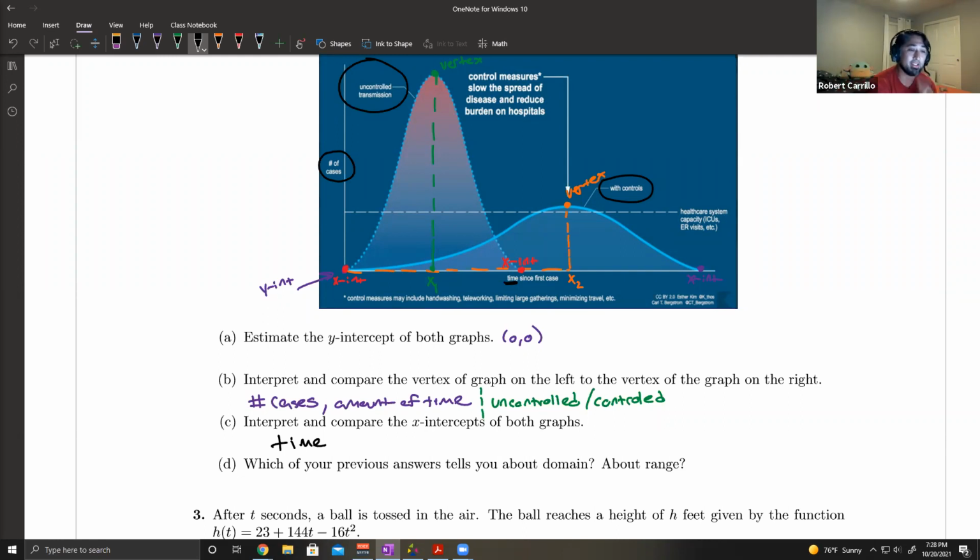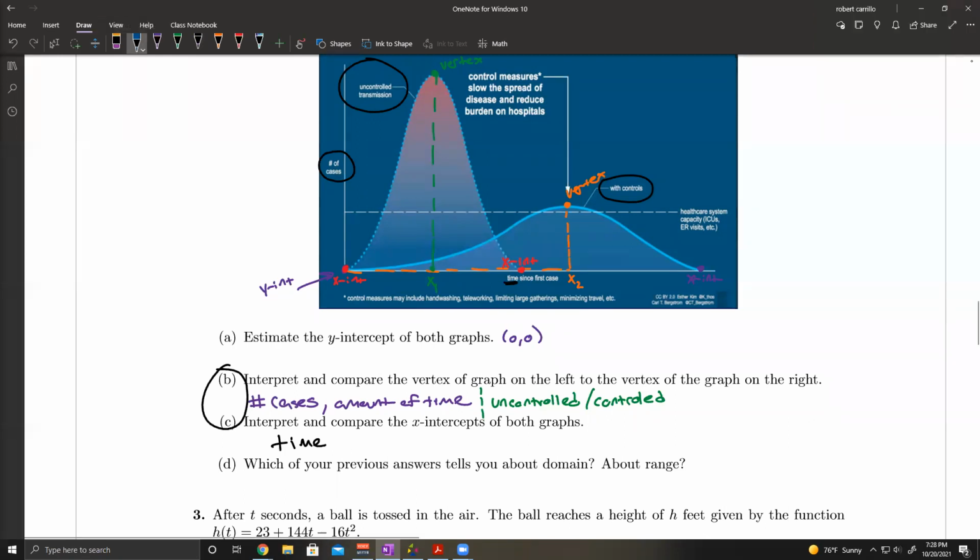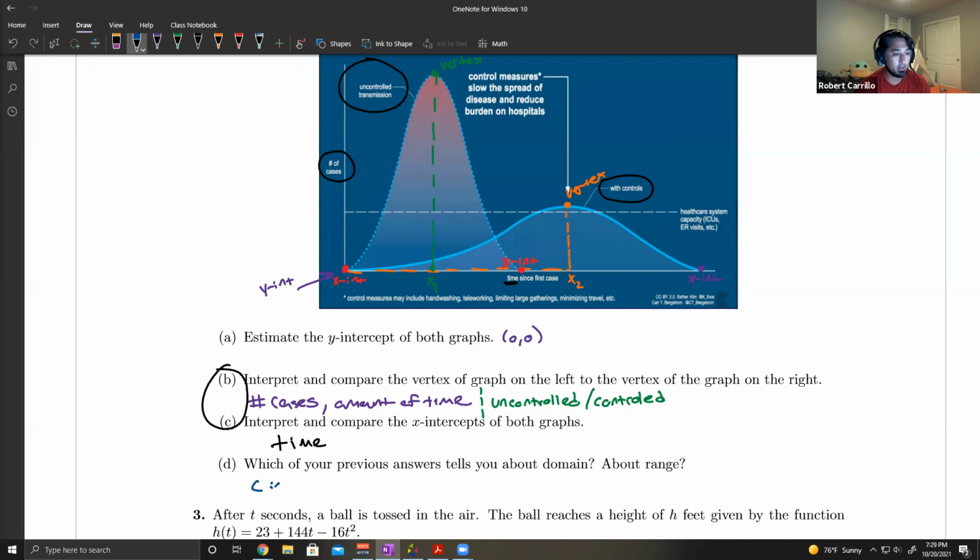All right. And then D, which of your previous answers tell you about domain and which one tells you about the range? So all this wants to know is out of B and C, which one deals with domain? I said C. All right, good. So C deals with domain because C dealt with the X-intercepts, and the X-intercepts are all about domain. Remember, domain's all about X values. So C is domain, and that means B has to be range.